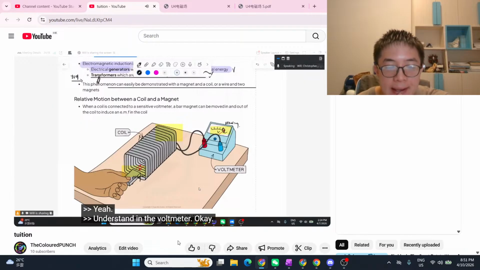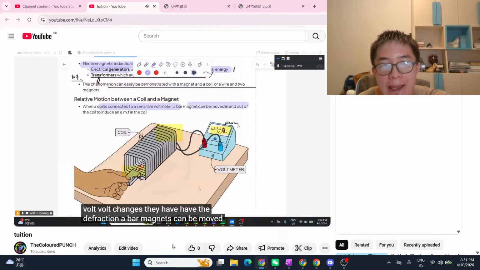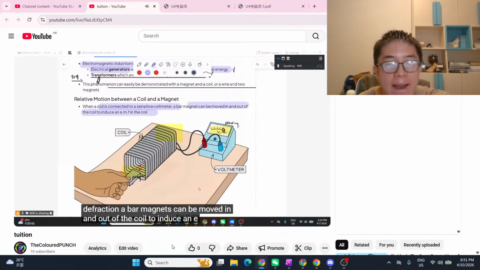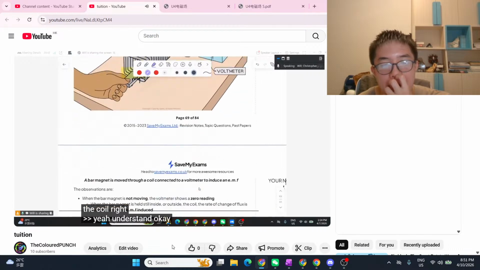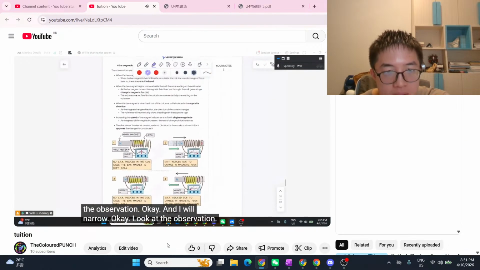Okay. So when the coil is connected to a sensitive voltmeter, if there is any little voltage change, there will be a deflection. A bar magnet can be moved in and out of the coil to induce an EMF in the coil, right? Understand? Okay. Look at the observation.